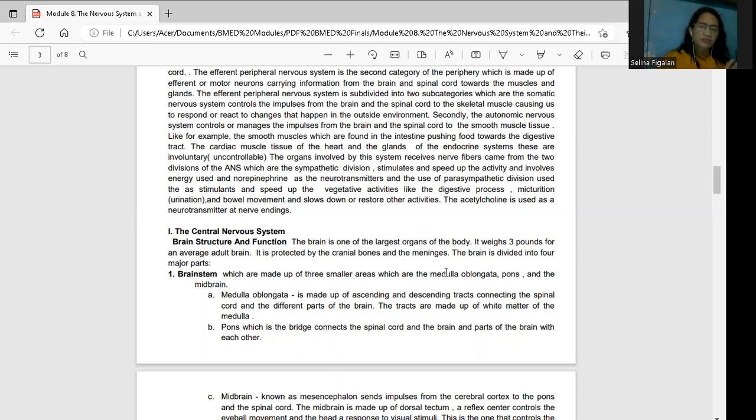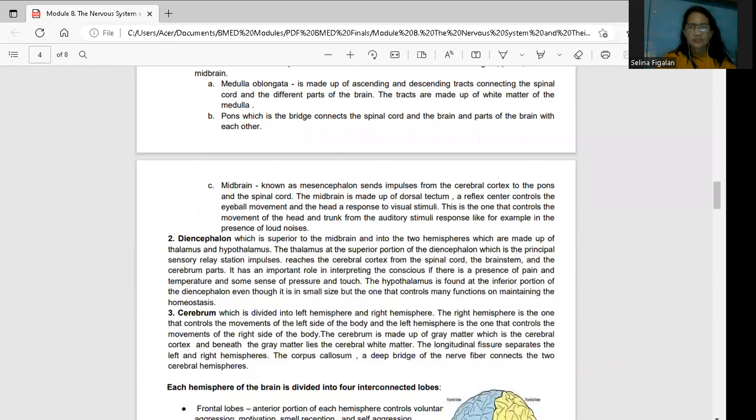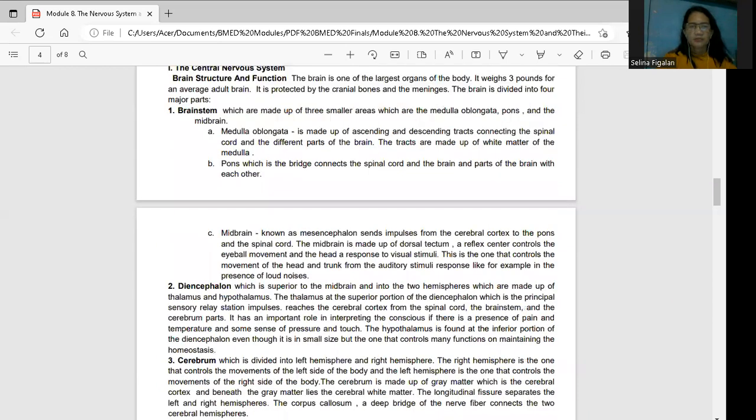Yung meninges, meron kasing cerebrospinal fluids doon. So that, para walang friction. But we're focusing now, your meninges later. Okay, I think hindi siya nakapwesto dito. Okay, the brain is divided into 4 major parts. So these are the brain stem, okay, the cerebrum, the cerebellum, and then the diencephalon. Okay, this one. So let us first tackle the brain stem.